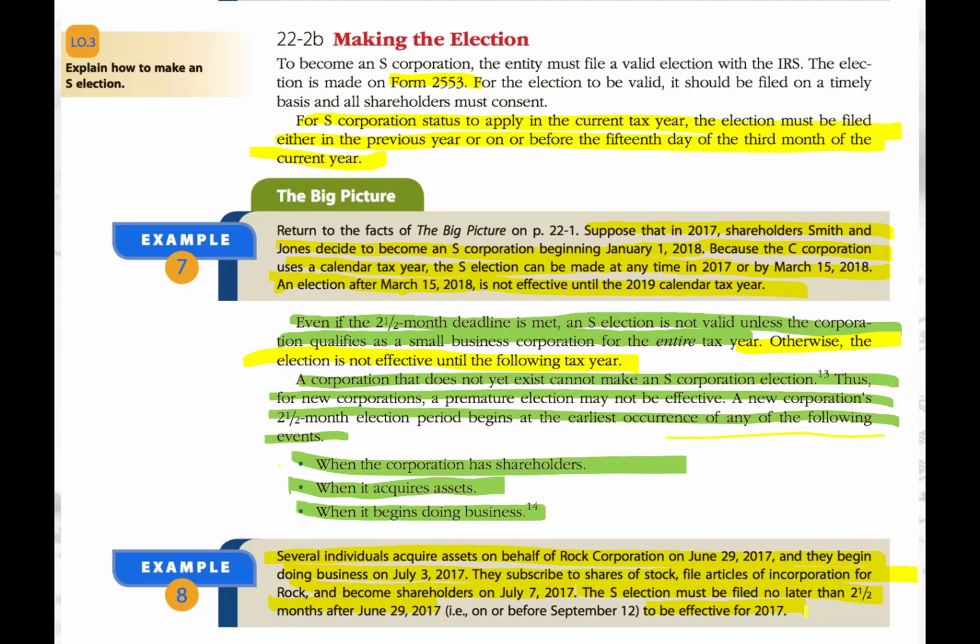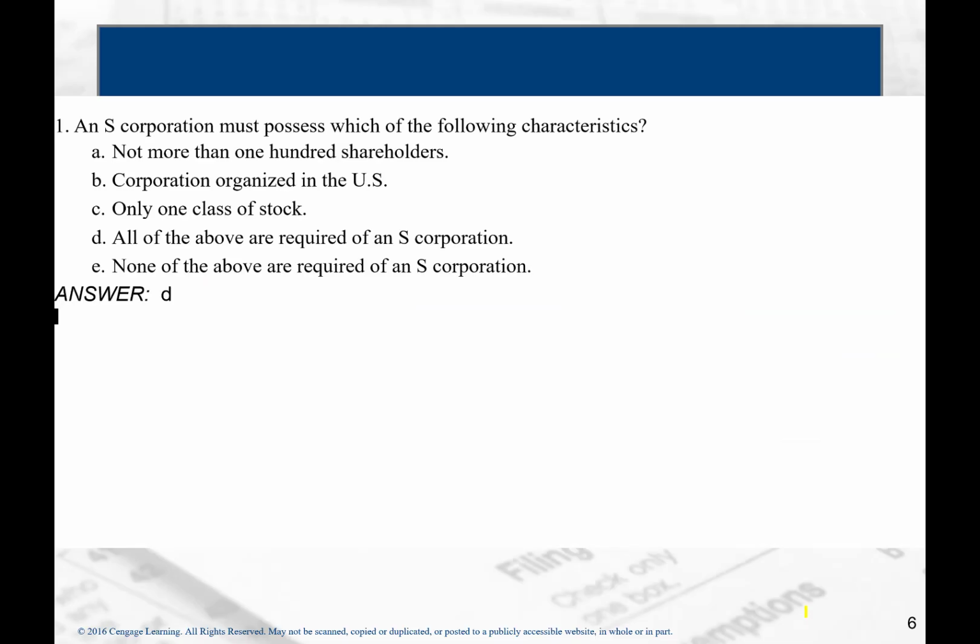Okay. All right. Take a look at a couple questions from the homework, from the quiz.